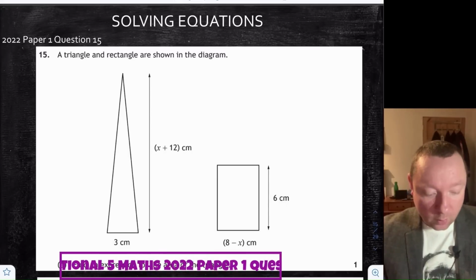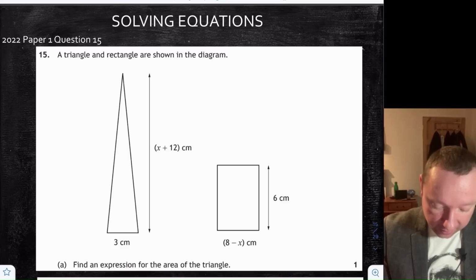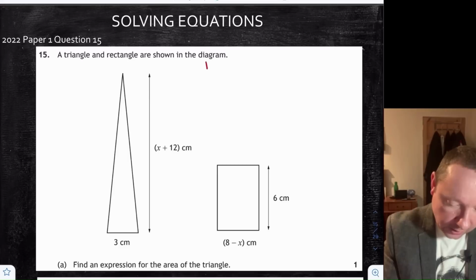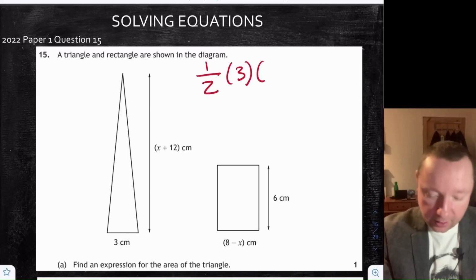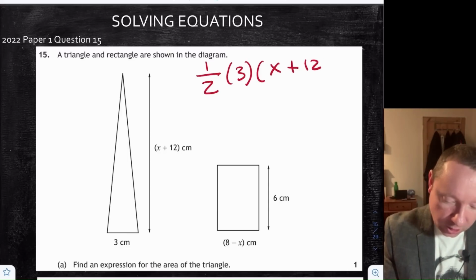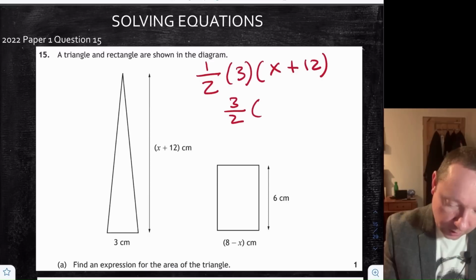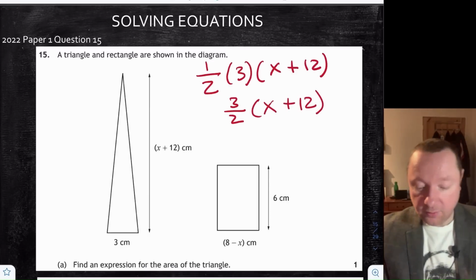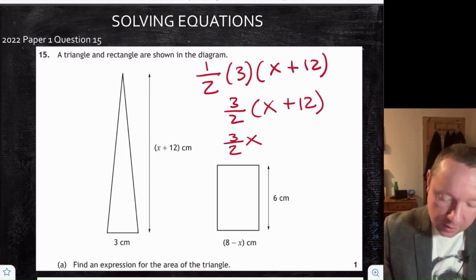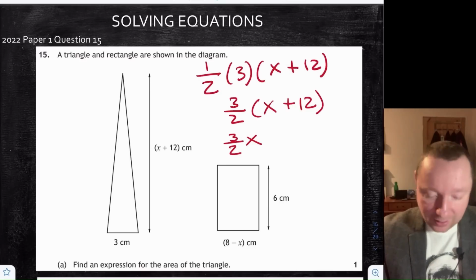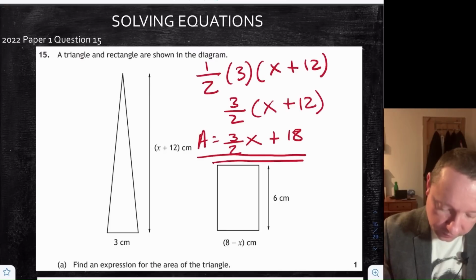Okay, a little bit harder this one. 2022, paper 1, question 15. A triangle and rectangle are shown. Find an expression for the area of the triangle. So the area of a triangle is a half the base, which is 3, times the height. Don't be worried that the height is algebraic, x plus 12. So that's an expression. We can simplify that a little bit. That's 3 over 2 (x plus 12). And that is a fine answer, but I'll go ahead and multiply out the brackets. We get 3 over 2 x. 12 divided by 2 is 6 times 3 is 18. So there's my area of my triangle there for our mark.